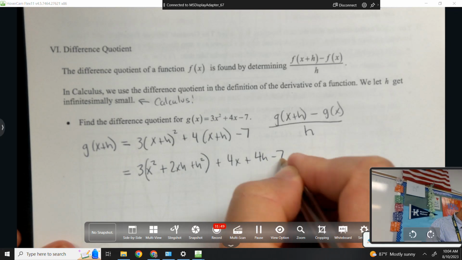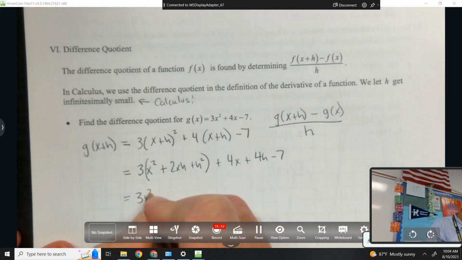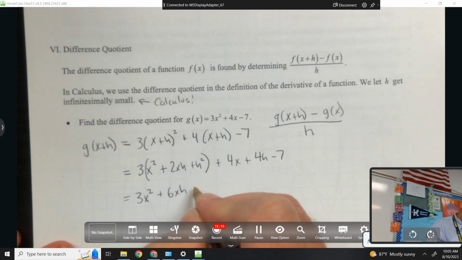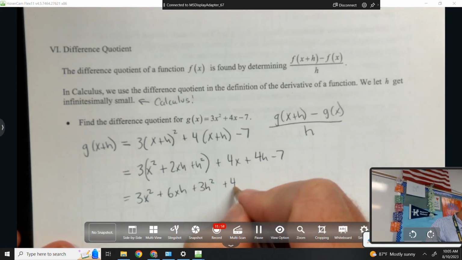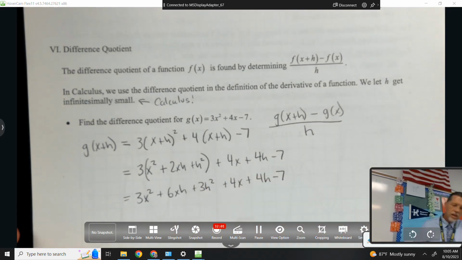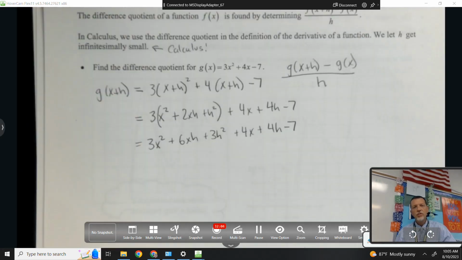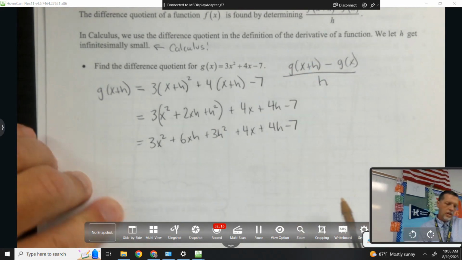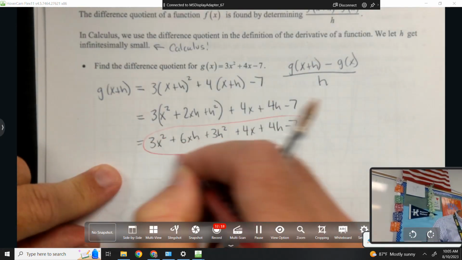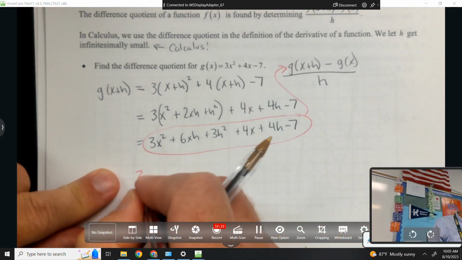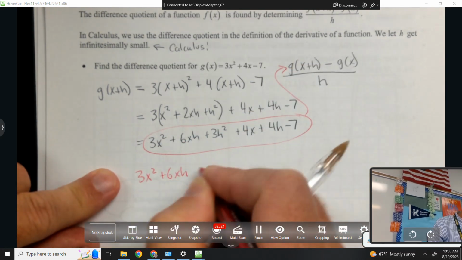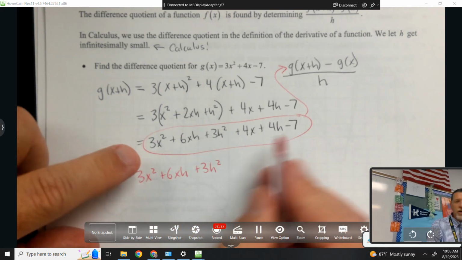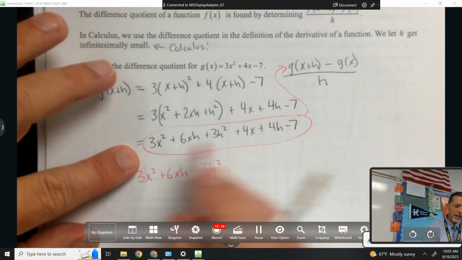Distribute the 4, minus 7. Now we'll distribute the 3. Again, some of you would jump straight to here, which is fine, if you can FOIL and distribute all in one step. So there's g of x plus h. It's just annoying. That's why I would take the time to write it out, rather than try to do it all in your head and then stick it in here. Okay, so all of this goes in for g of x plus h. 3x squared plus 6xh plus 3h squared. I guess I should have paused and said, let's take time to see if any terms combine, but they don't.